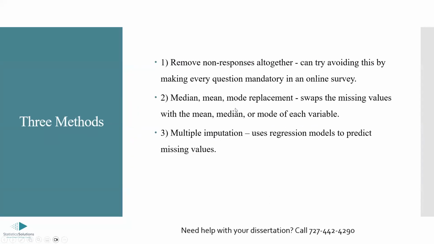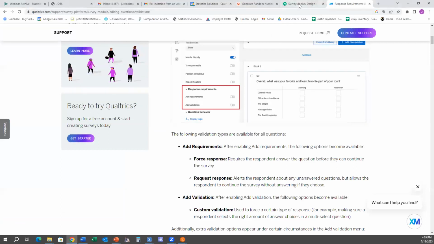All right, so we are looking at missing responses today. And in my experience, there are three predominant methods that can be used to deal with missing data. The first method is removing non-responses altogether. And if you're using something like SurveyMonkey or Qualtrics, you can avoid this by making every question mandatory on your survey. So it's actually quite simple to do in SurveyMonkey here.